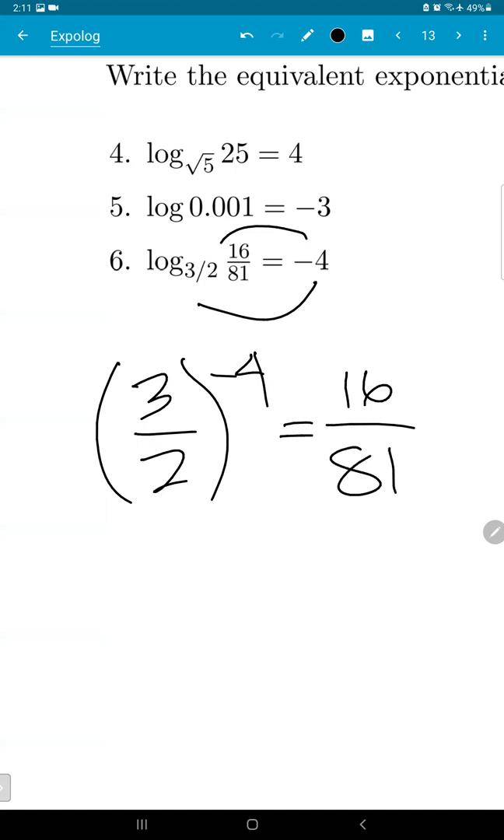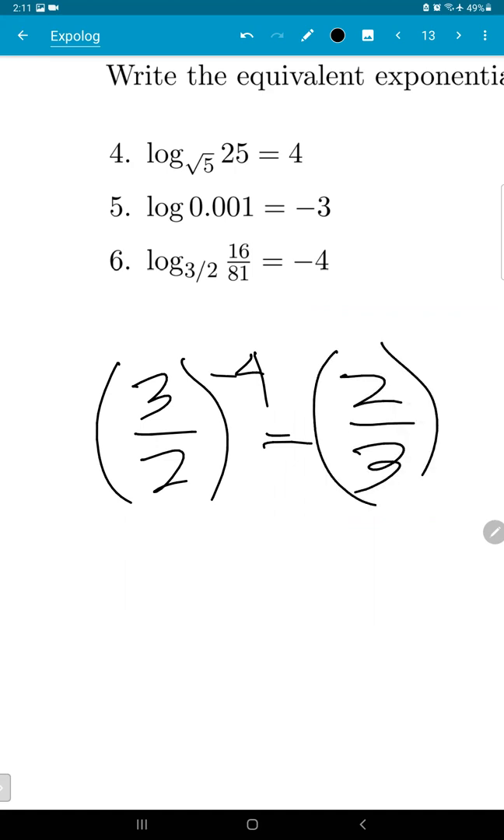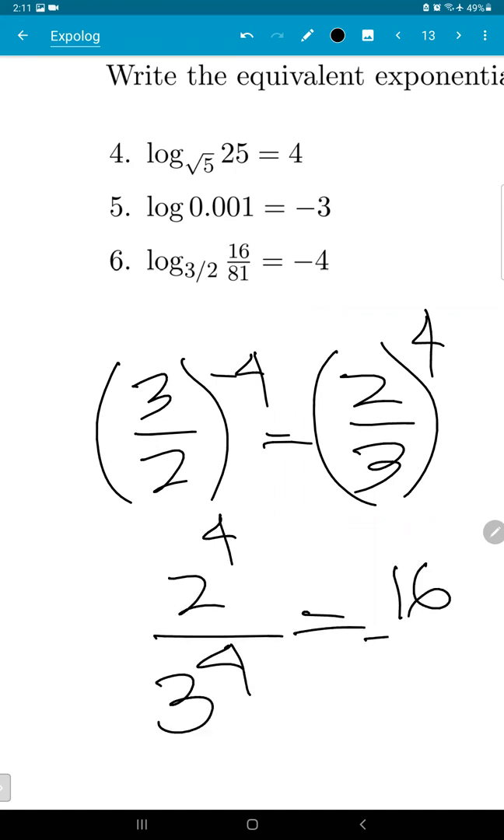And of course, you can check that. How do you evaluate 3 halves to the -4? You interchange, right? You make the exponent positive, you take the reciprocal, and you apply the laws of exponents. 2 to the 4 is 16, 3 to the 4 is 81.